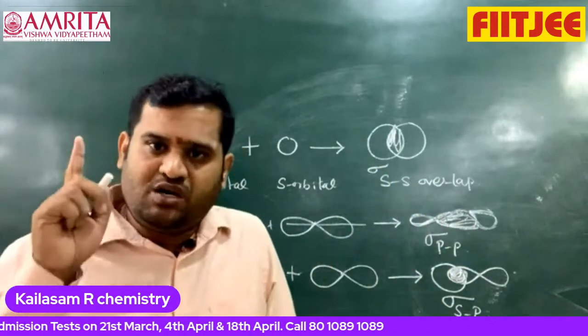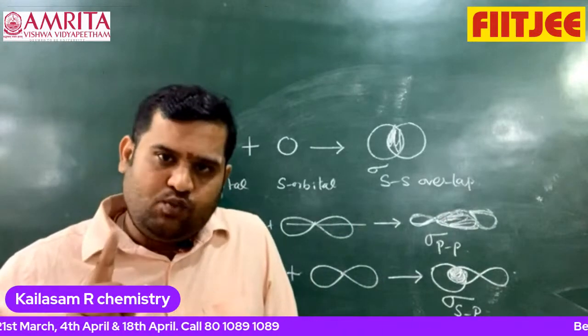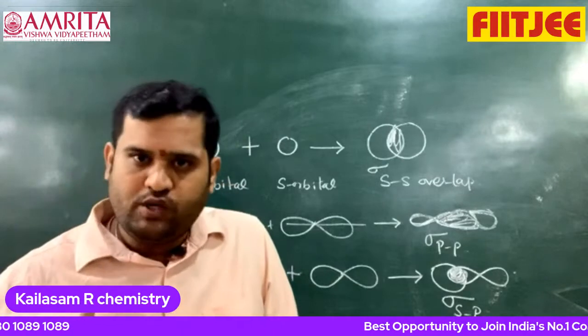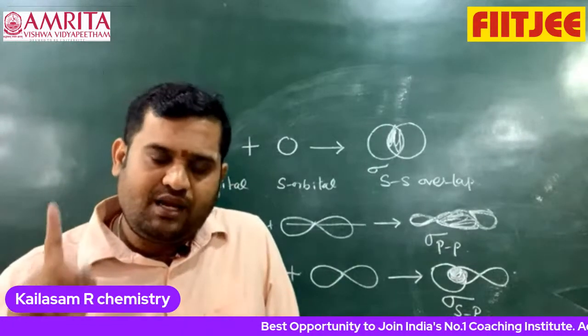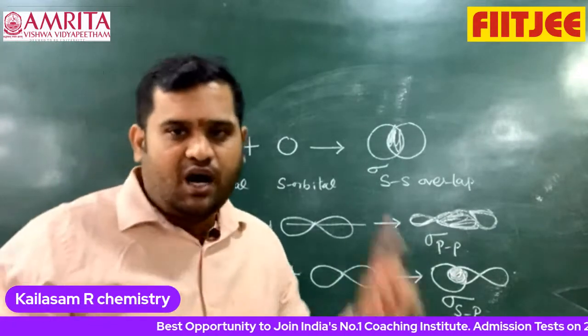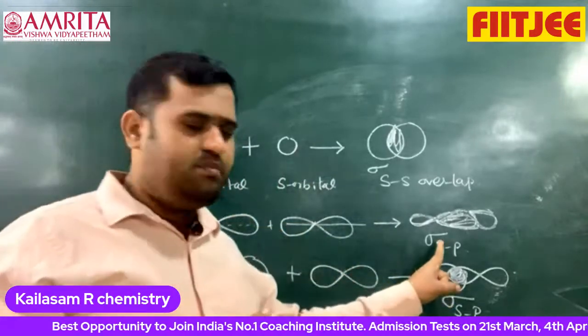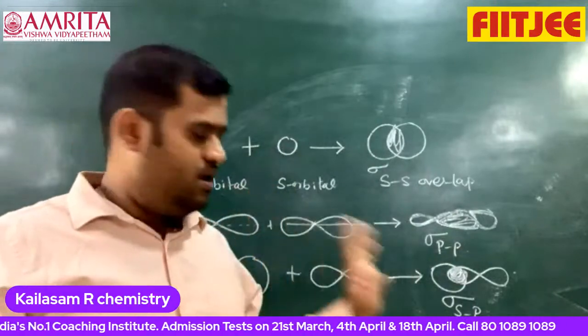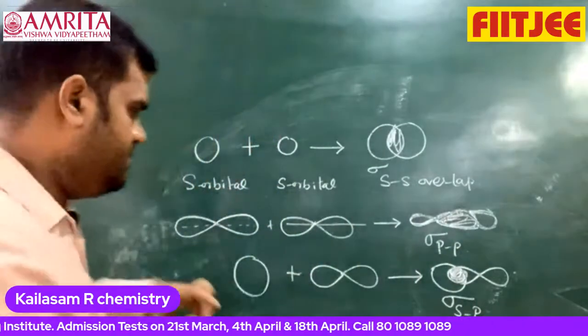Why is SS not a stronger sigma bond? The reason is that in the SS sigma bond, the s orbital is non-directional. Due to that, the PP sigma bond is stronger than the SS sigma bond. That means the order of sigma bond strength is PP stronger than SP, and SP stronger than SS sigma bond.